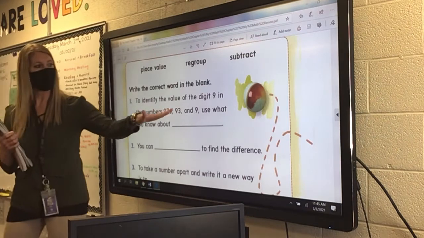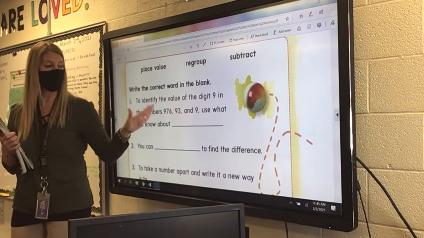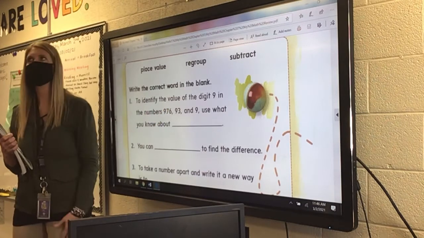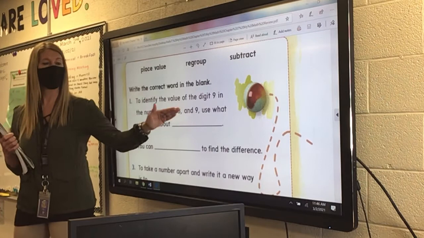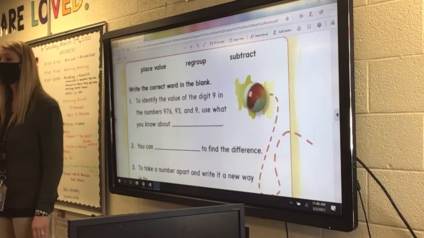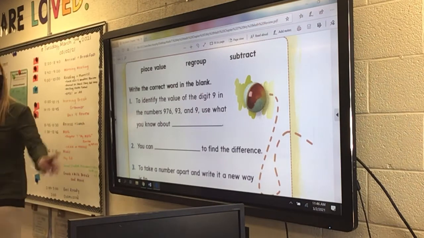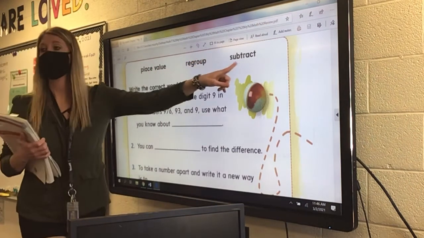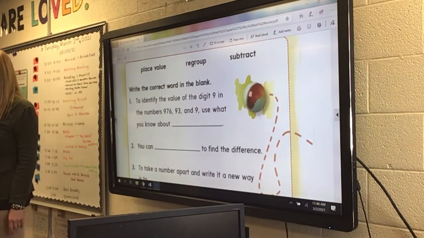So look at the 9, the digit 9. 976, 93, and 9. What does that digit tell us? What do we know about it? We have 3 choices. The place value. The place value.